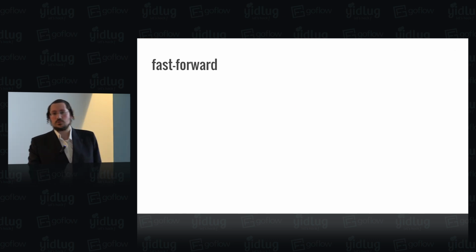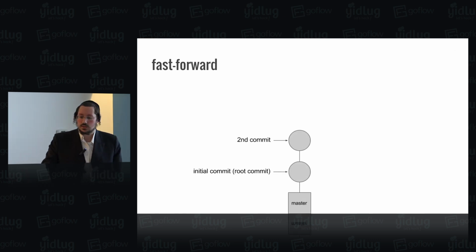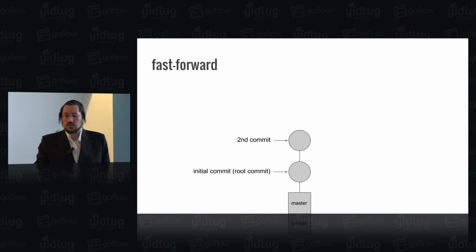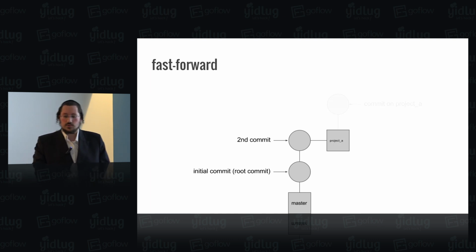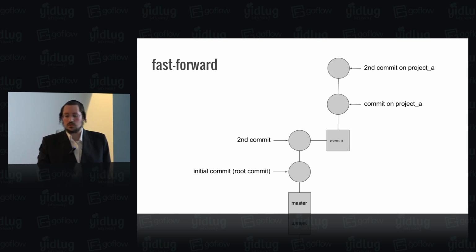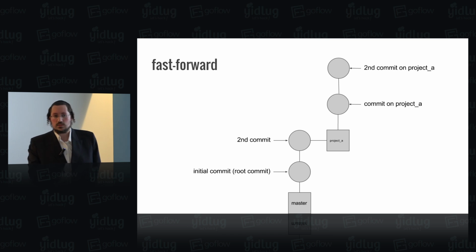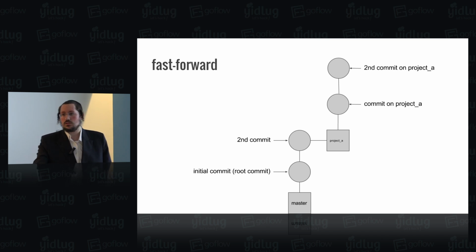So, fast forward. Fast forward is the simplest way of merging. Let's say you started with the initial commit, you make a second commit, you branch out to project A and make some commits, but in the meantime master wasn't updated. Master stays the same, and the only place where new commits were added is on the new project. So the simplest way to merge is fast forward. You fast forward master, so master is left behind with two commits.